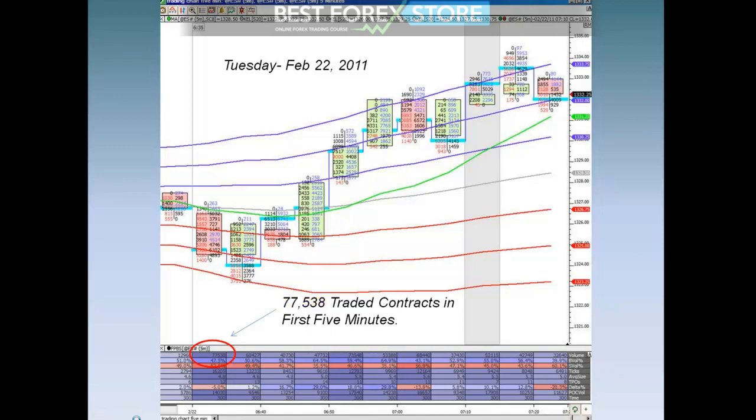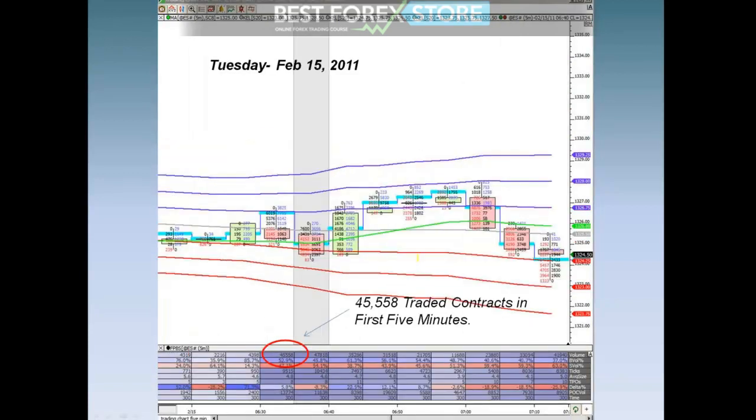So let's take a look at some other days. This is data from the prior week, the same time period. And of course, when you compare, you have to compare apples and apples. So I'm beginning by looking at the first 5 minutes of trading. In this case, we had 45,000 traded contracts in the first 5 minutes. So you can see that at least in comparison, this day was lower. But is 77,000 incredibly high? How high is high? You will never be able to develop an appreciation for the comparison without having the data.